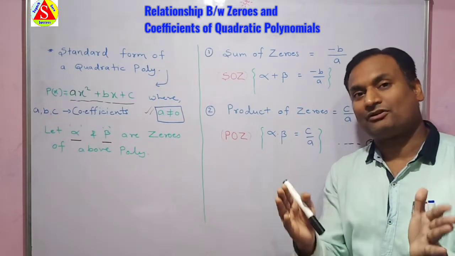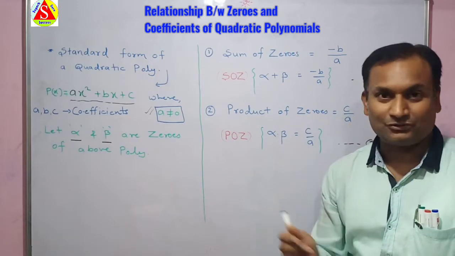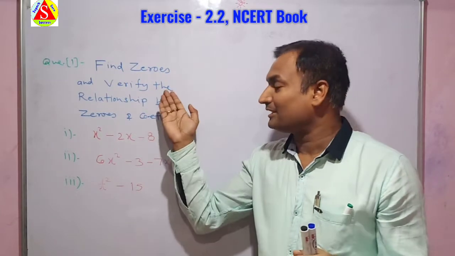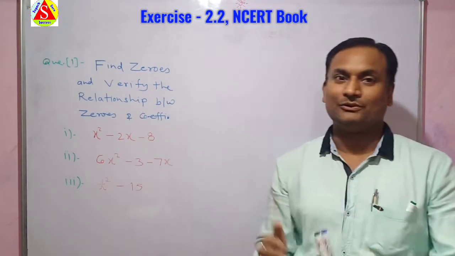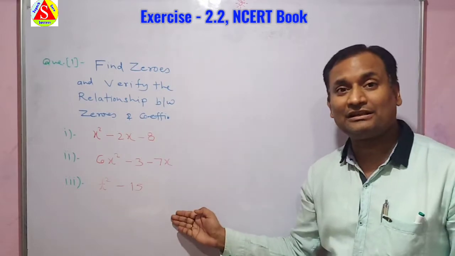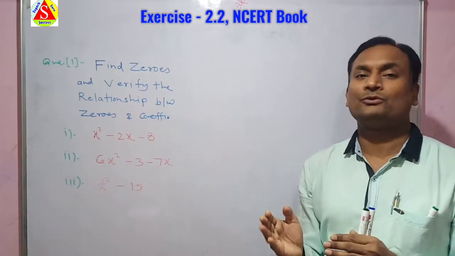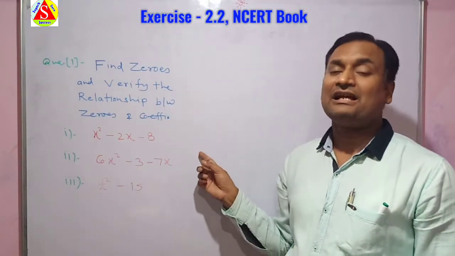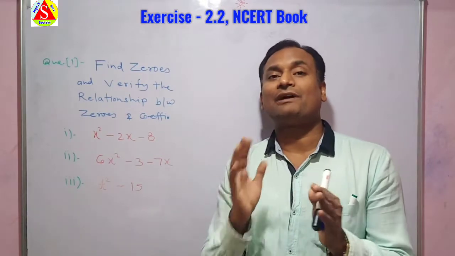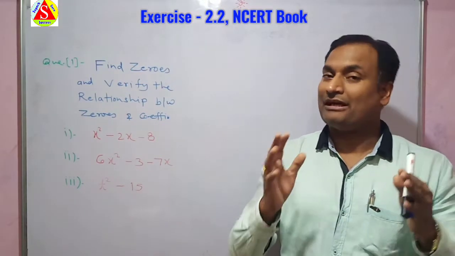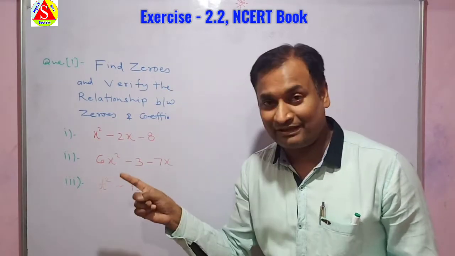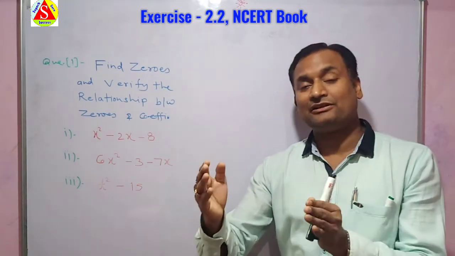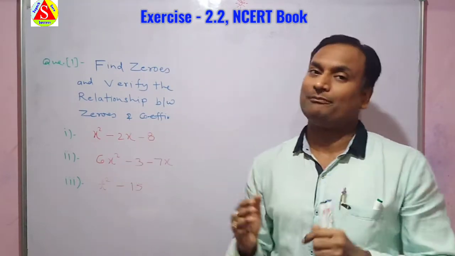Now let's solve the questions of exercise 2.2. So dear students, let's solve the first question of exercise 2.2. Here I have written the question, and let's see what we have to do. In the question we are given some polynomials, and we have to find the zeros of the polynomial, as well as verify the relationship between the zeros and the coefficients of polynomials.